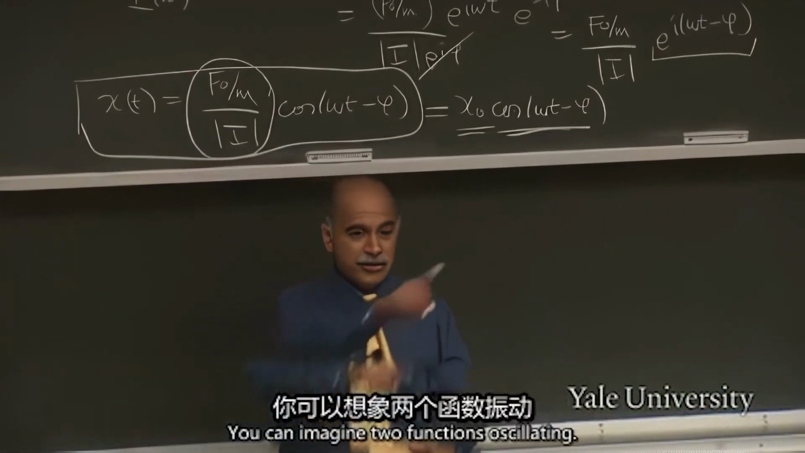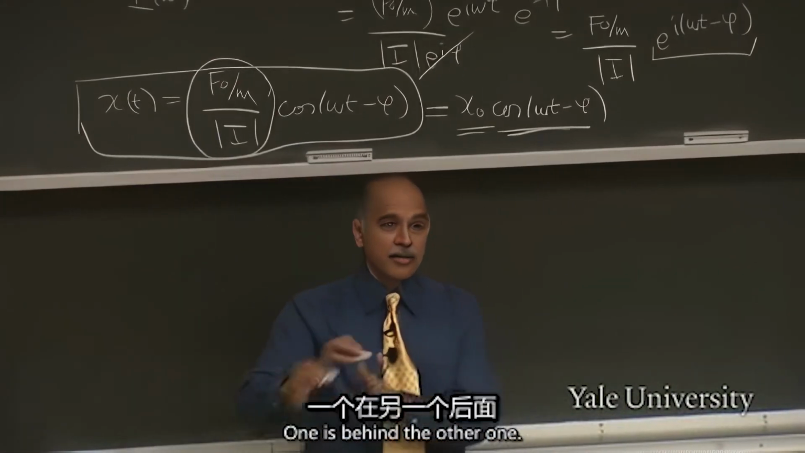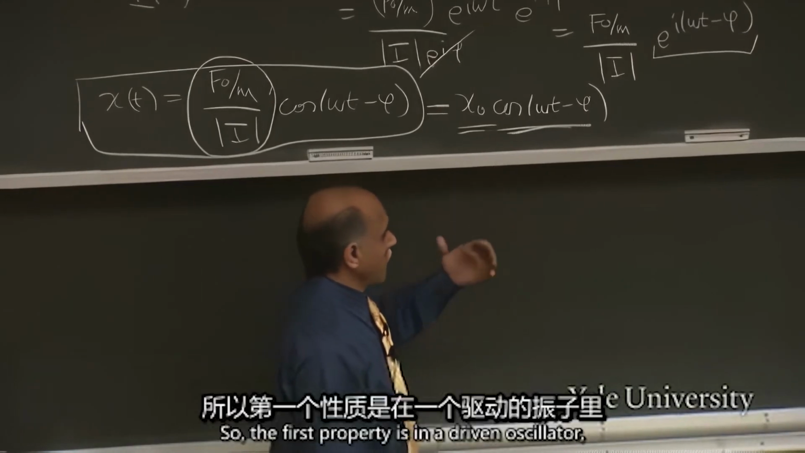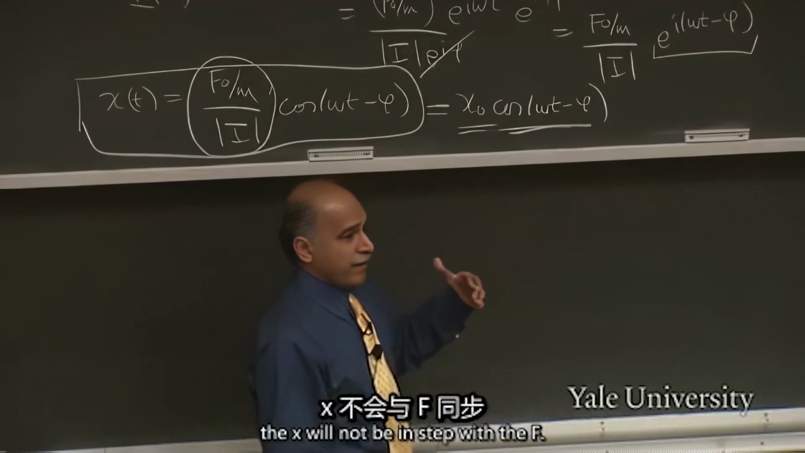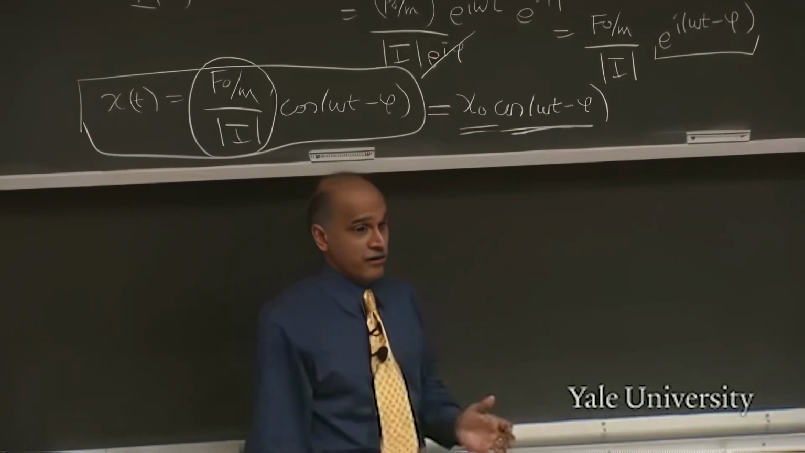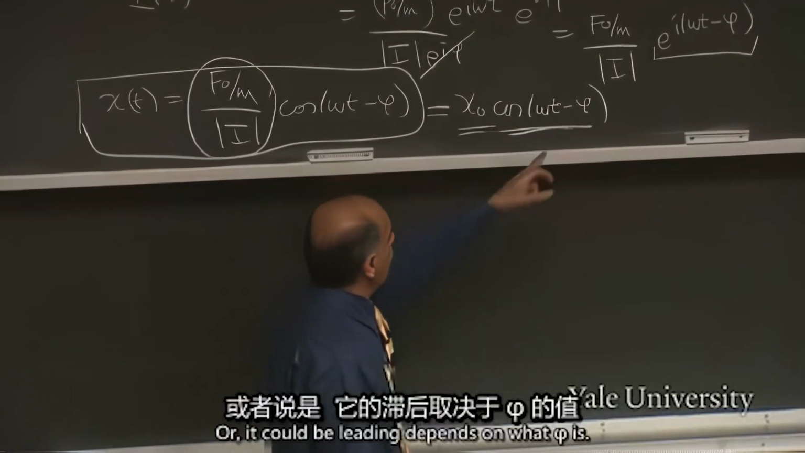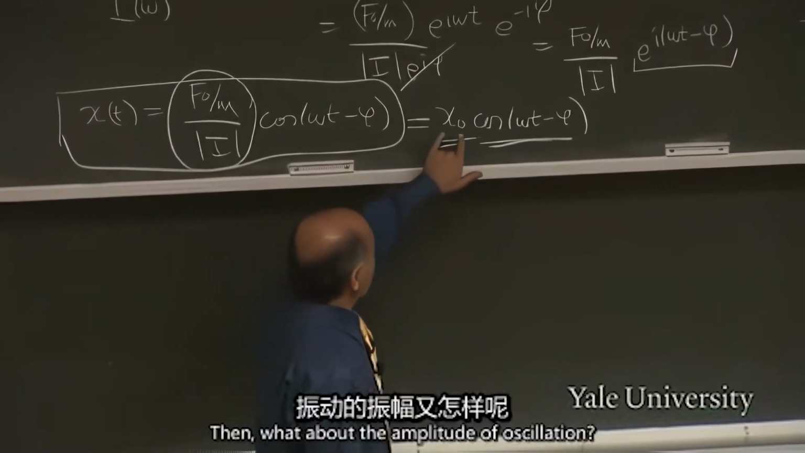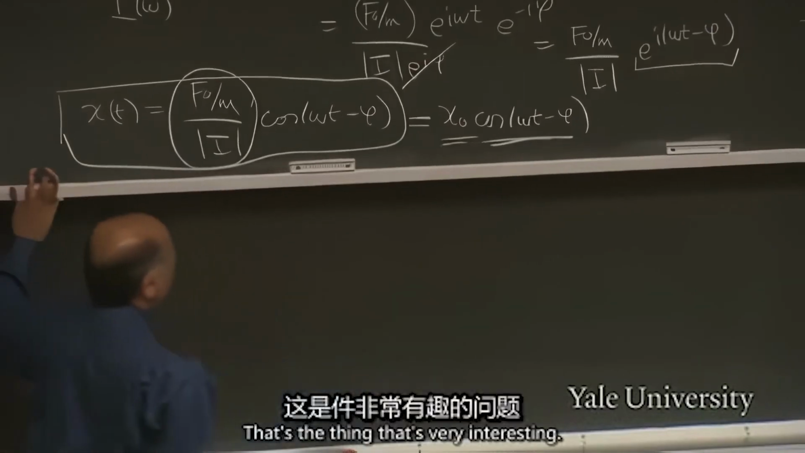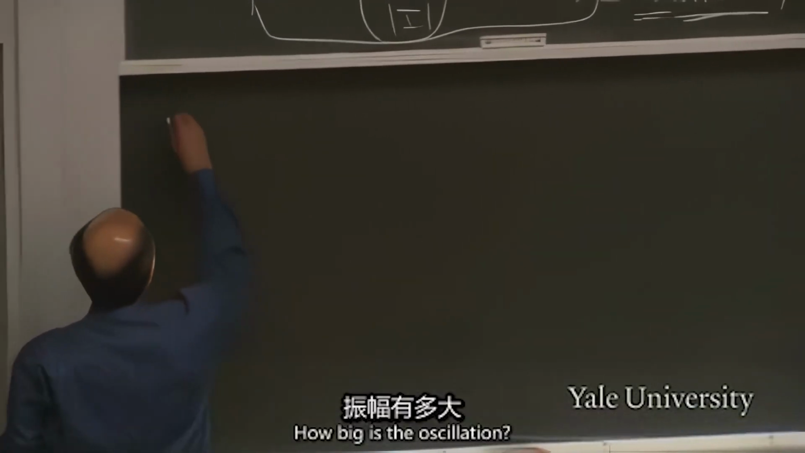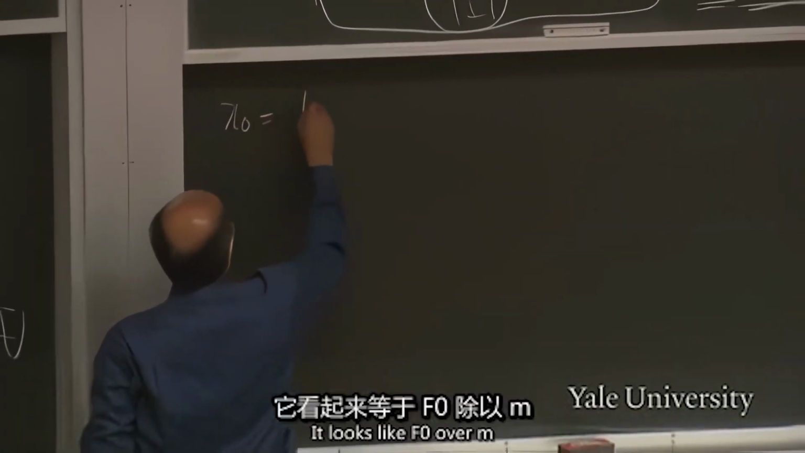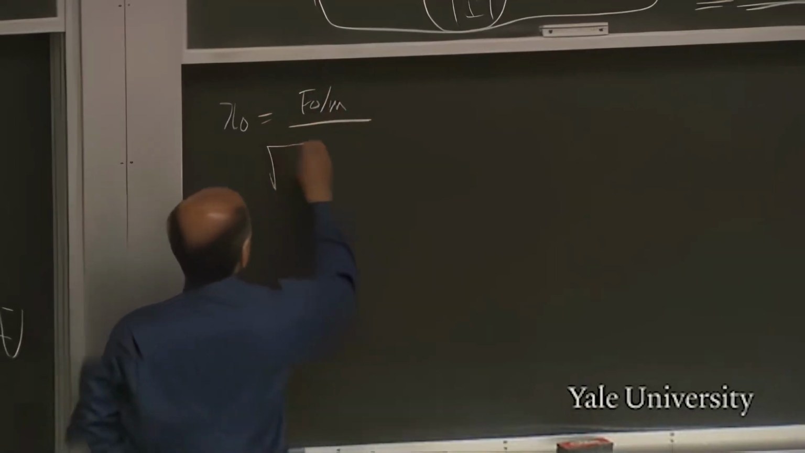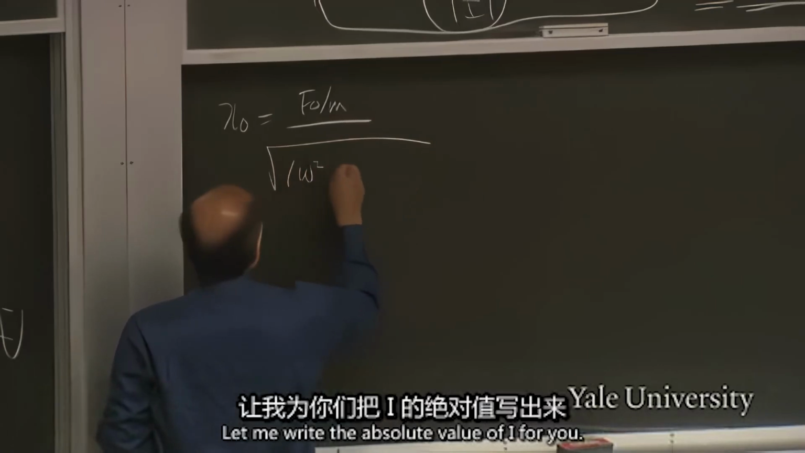You can imagine two functions oscillating. One is behind the other one. It reaches the maximum slightly later. So the first property is, in a driven oscillator, the x will not be in step with the F. It will be lagging. Or it could be leading, depends on what φ is. Then what about the amplitude of oscillation? That's the thing that's very interesting. How big is the oscillation? It looks like F0/m divided by the absolute value of I. Let me write the absolute value of I for you.